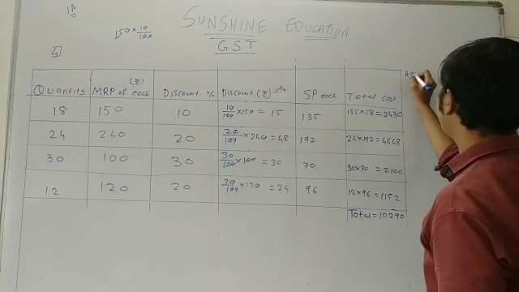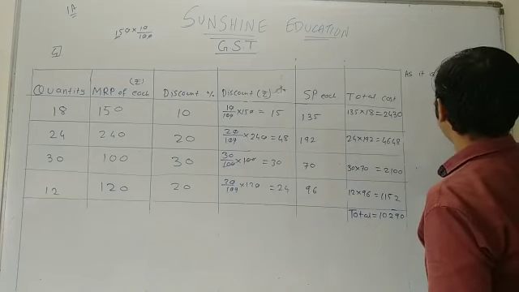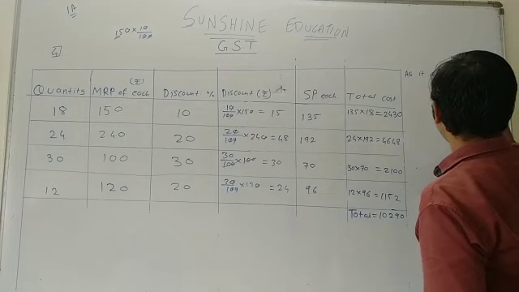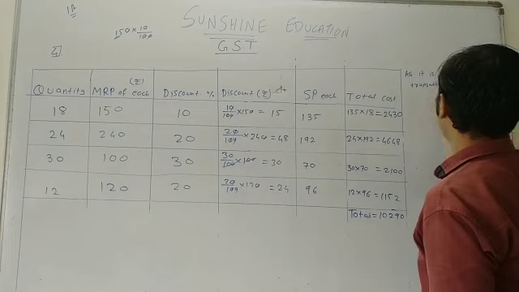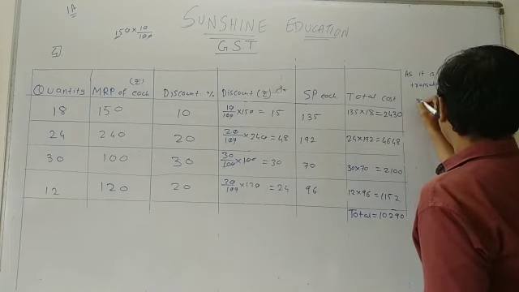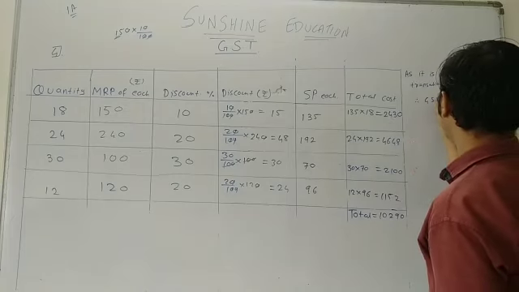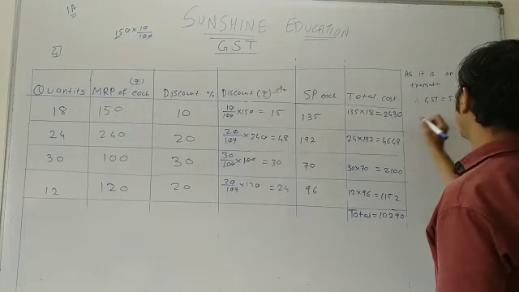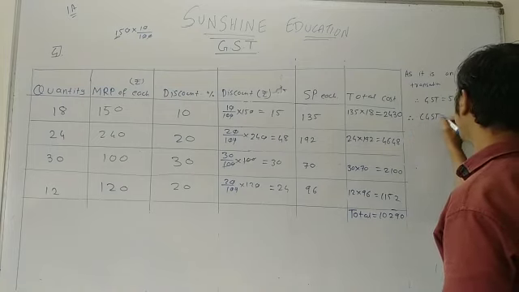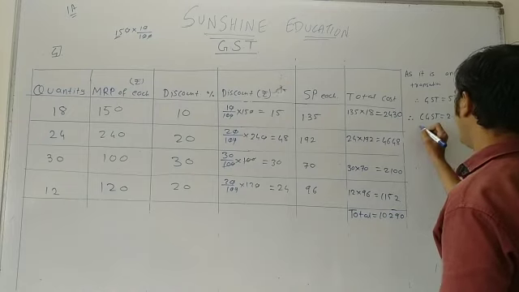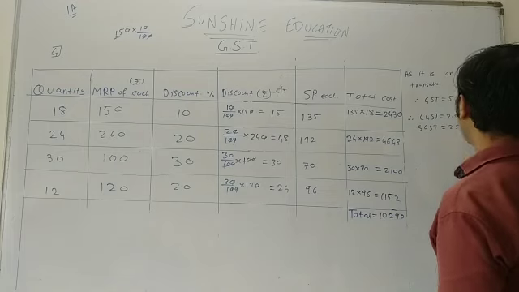As it is an intra-state transaction, therefore GST is 5%. I think yes, GST is 5%. Therefore CGST will be 2.5% and SGST will be 2.5%.